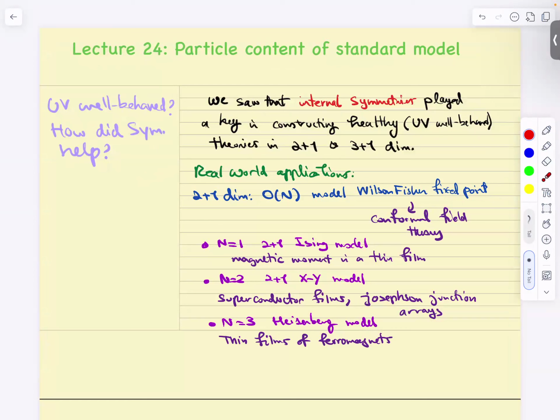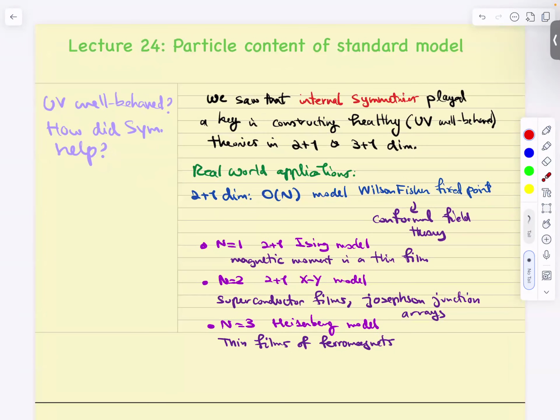respect the symmetries. So the examples that we constructed in 2+1 dimensions have a lot of real-world applications. The one that we discussed in detail was the O(N) model. That was a Wilson-Fisher fixed point that was reachable within perturbation theory at large N. This was a conformal fixed point in the infrared.